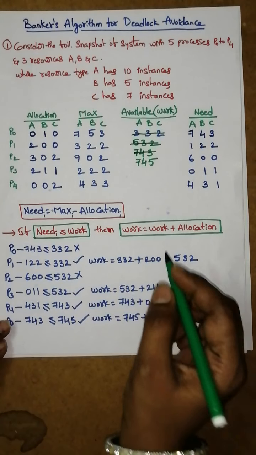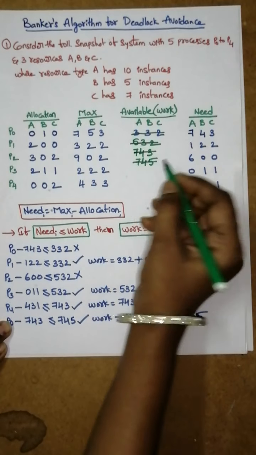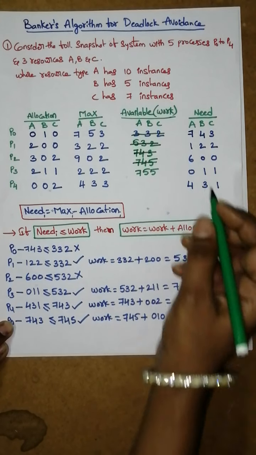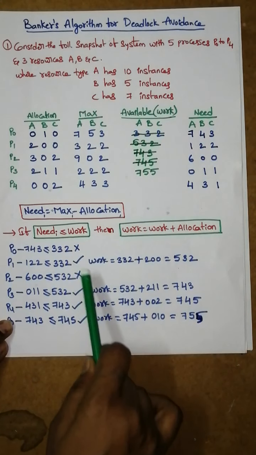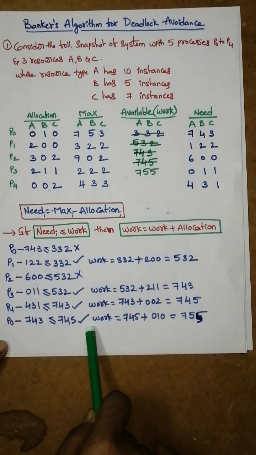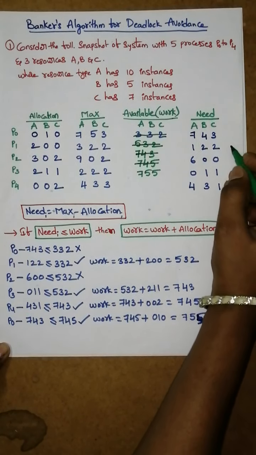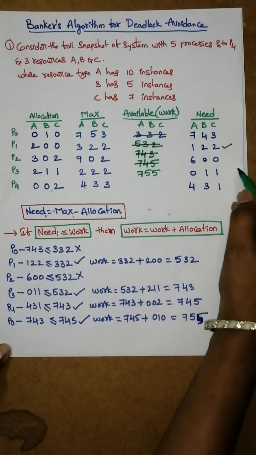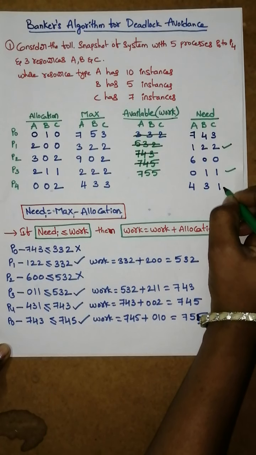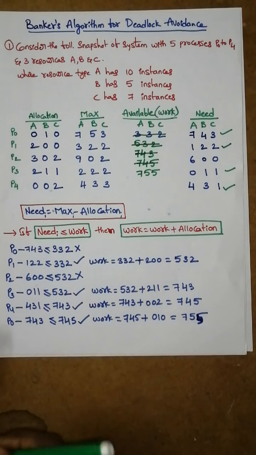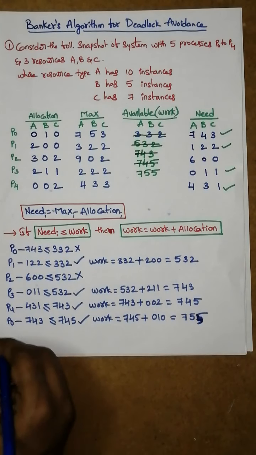Now let's update this work value, so here it is 755. Now P1, P3, P4, P0 completed. Whichever is completed, we'll put a tick mark. P1 is completed, P3 has completed, P4 has completed, and just now P0 completed. Now which one is left? P2 is left. Now let's see P2's value.